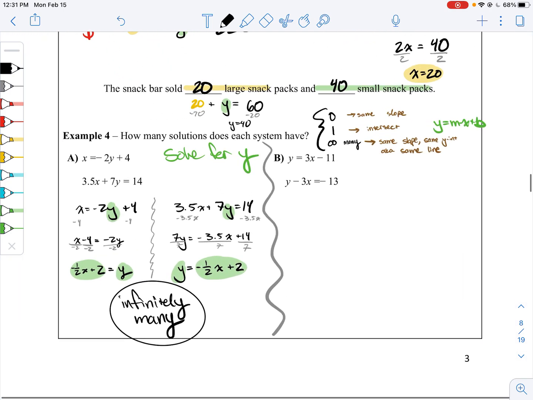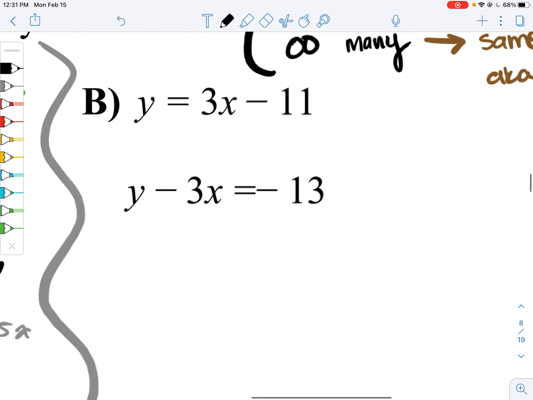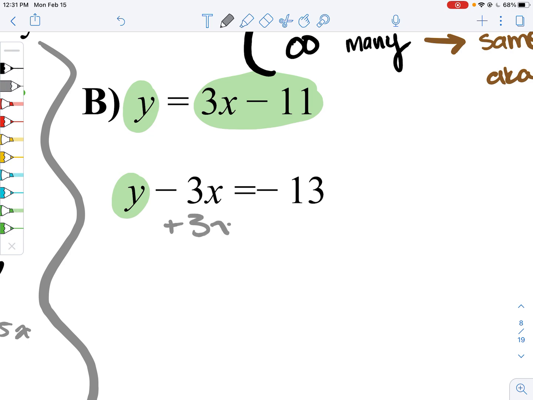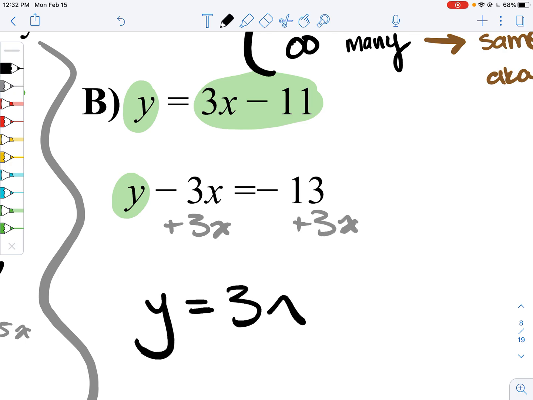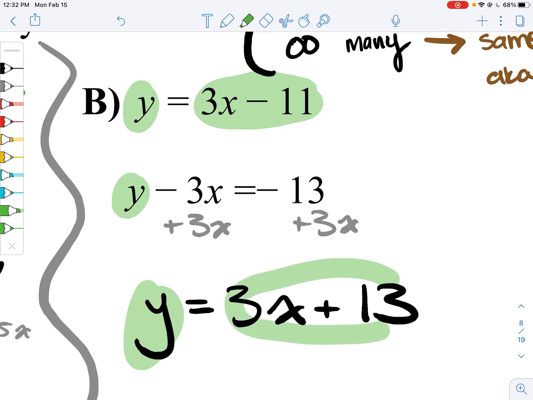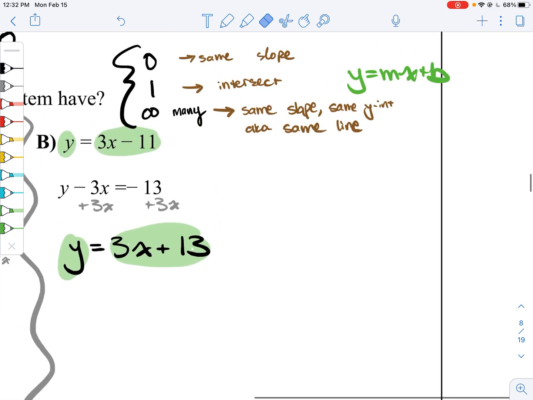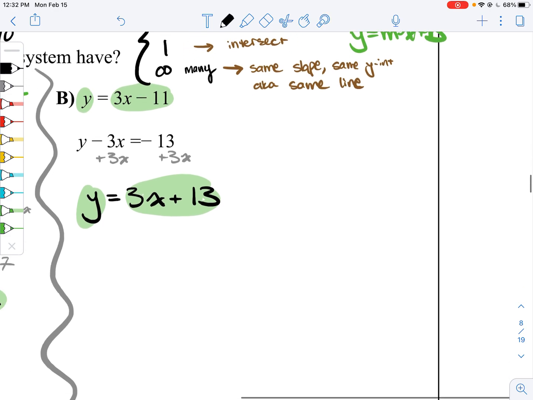Now on this side, this is going to be a chunk easier because this one's already solved for y. y equals 3x minus 11. Cool, let's just solve the other one for y then. So we've got y minus 3x equals negative 13. I'm going to add 3x to both sides, giving me y equals 3x minus 13. So on this side, we have y equals 3x minus 11 and y equals 3x minus 13. Since they have the same slope but different y-intercepts, there are not going to be any solutions.